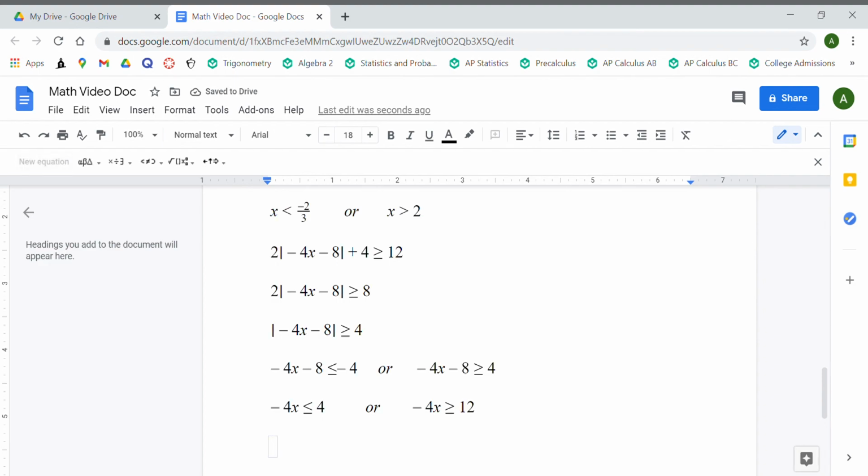And then divide each side by negative 4. Remember the rule with dividing by negative numbers, though. We need to flip the signs. So we need to set x to be greater than or equal to negative 1, or we can set x to be less than or equal to negative 3.